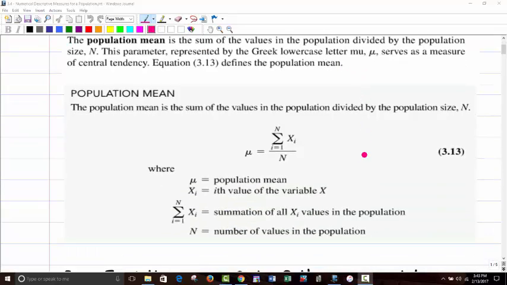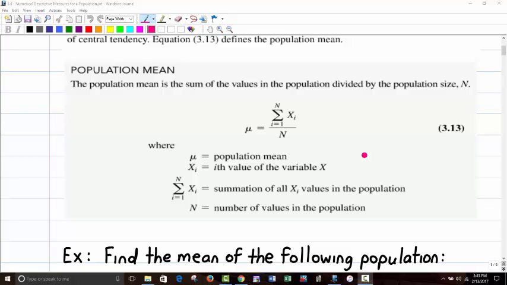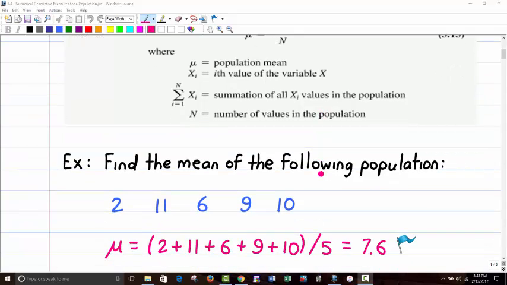So here's the formula, which is essentially the same as it was for sample mean, except for notation. They're saying that the population mean mu means the sum of all your x's. The x is just each particular x, like x1, x2, representing each individual number. Add those up and divide by the n, the number of values in a population. So you calculate that pretty much the same way.